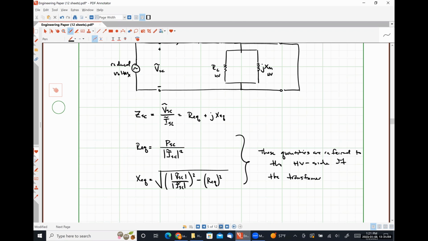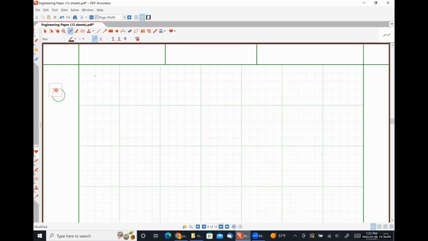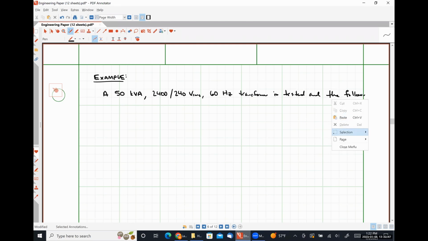All right, so wrapping things up here because I've talked for 82 minutes straight. Let's say that we have a 50 kVA, 2400 to 240 volts, 60 hertz transformer that is tested, and the following data has been collected.